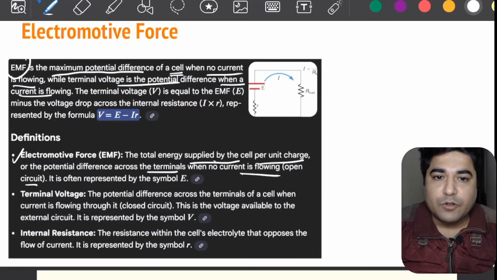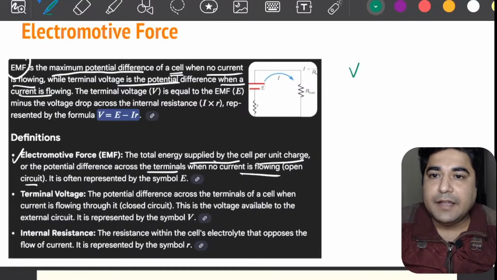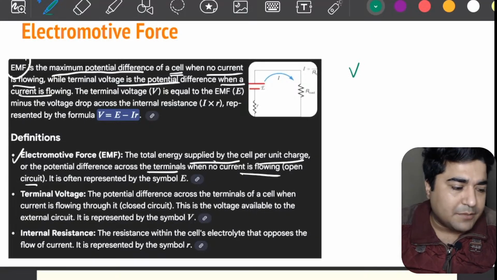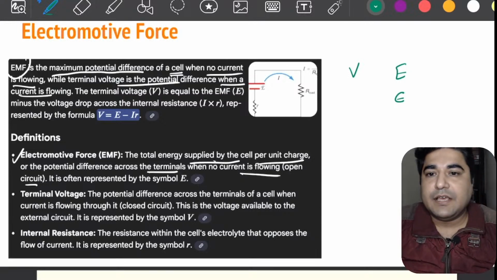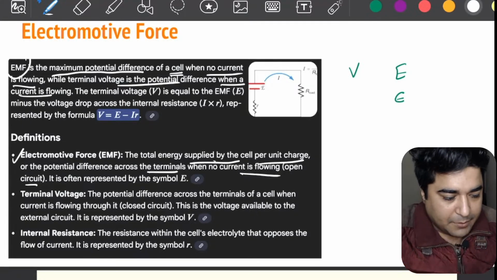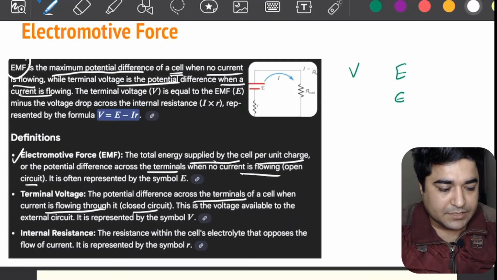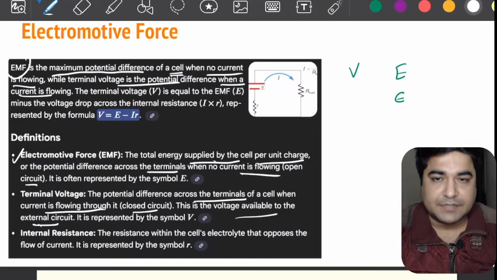So terminal voltage is basically denoted by capital V, and EMF is sometimes denoted by capital E, and also by this symbol, which is epsilon. So these are the two notations for these things. Okay, let's move on to the next part. Terminal voltage is across the terminals of the cell when the current is flowing through it, that is the closed circuit, and this is the voltage available to the external circuits.